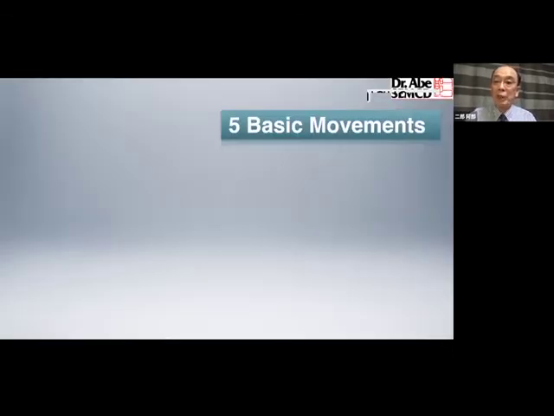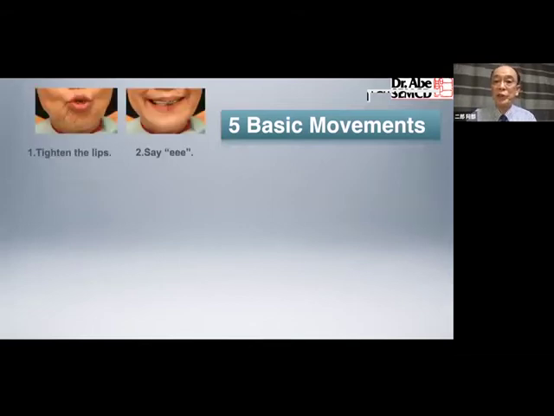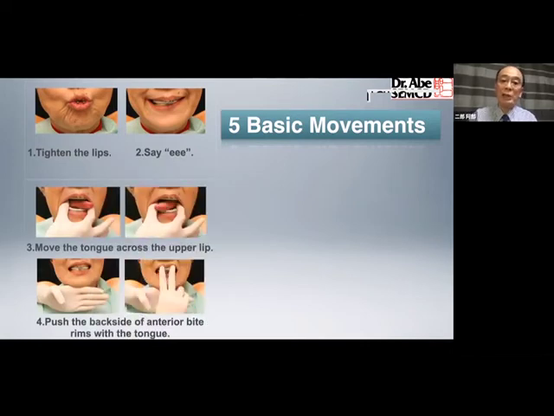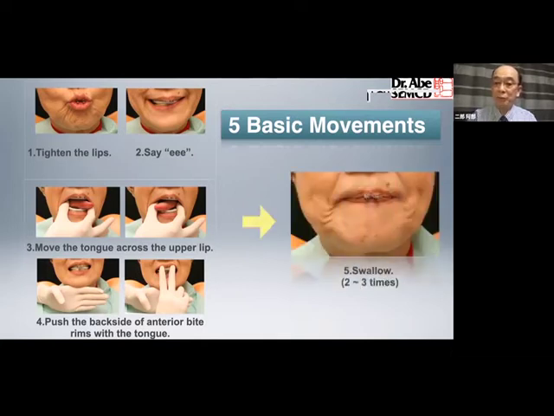Let's move on to the 5 basic movements. I spent 5 years to determine these 5 basic movements. I move the tongue across the upper lip, push the backside of the anterior bite rims with the tongue, and finally swallow. This is the reason suction denture impression is doable for everyone.